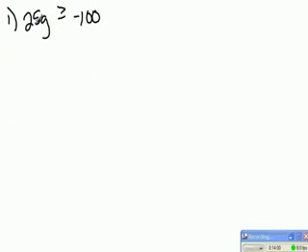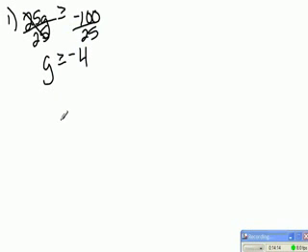We need g by itself, so right now it's 25 times g. The opposite of multiplying is divide, so divide by 25. 25's will cancel. Leaves me with g is greater than or equal to negative 100 divided by 25, which is negative 4. Again, there was a negative involved, but I didn't divide by a negative number, so I don't have to flip the sign. It stays the way it was.